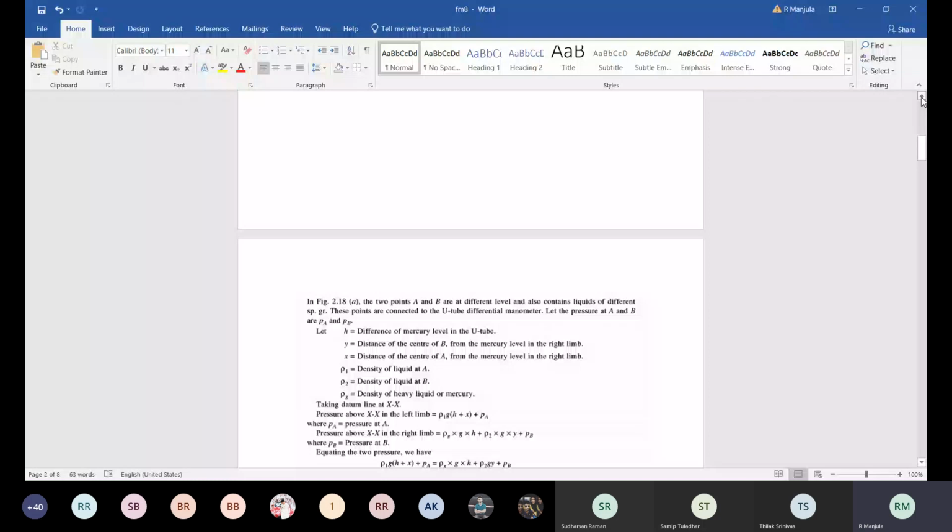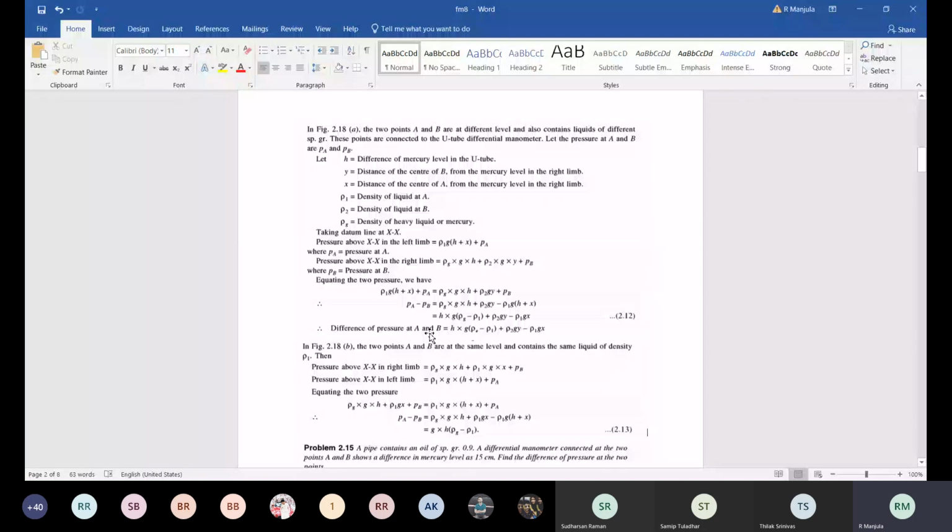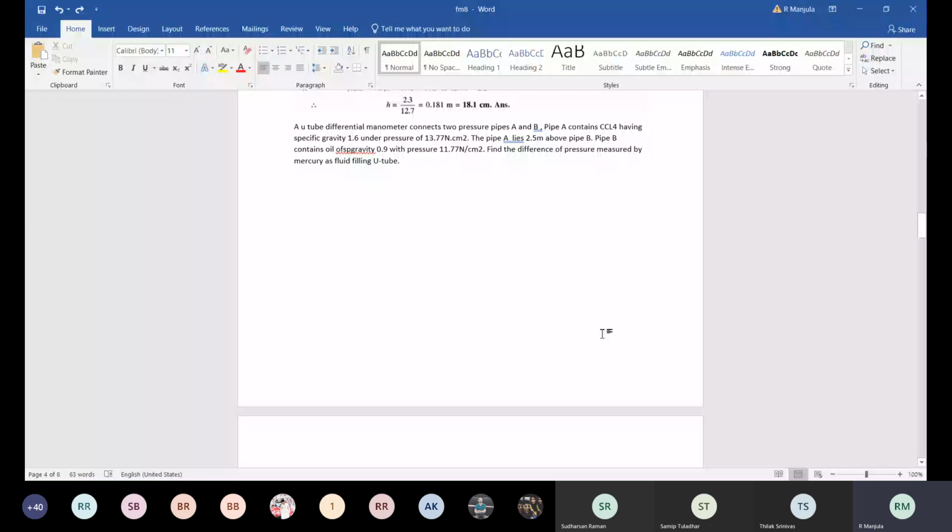So if it is of different level, then you have to find out the pressure difference between A and B, which is equal to H into g into (rho_g minus rho_1) plus rho_2 g y minus rho_1 g x. Who has done it? Anybody has completed?